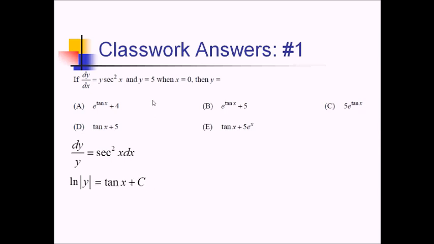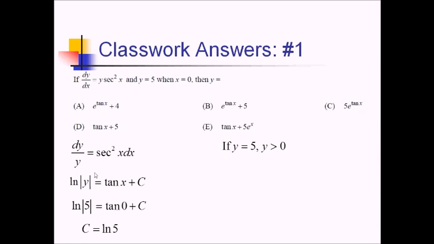Now I need to plug in my initial condition. So I've got ln of 5 here, and then tan of 0 plus c. Well, tan of 0 is just 0, so this is really just c equaling ln of 5. Next, I'm going to plug that back in, but I have to resolve this absolute value before I do that. Since I have a y value of 5 in my initial condition, that tells me that this y inside here is positive, which means I don't actually need the absolute value at all.